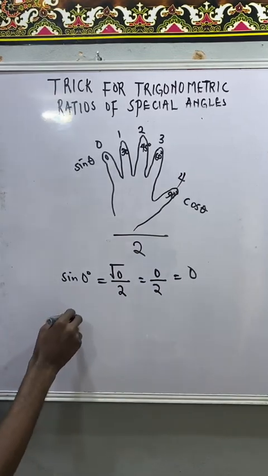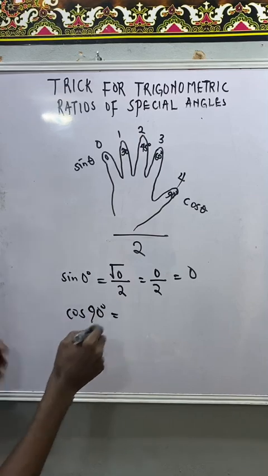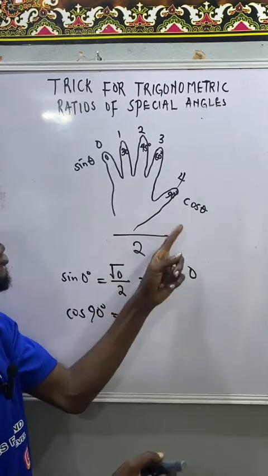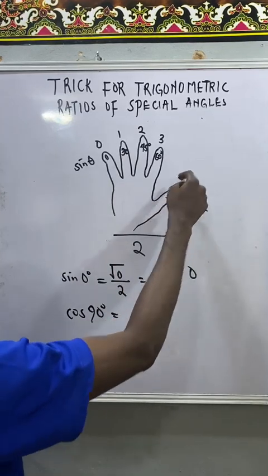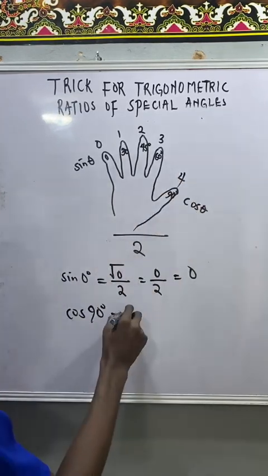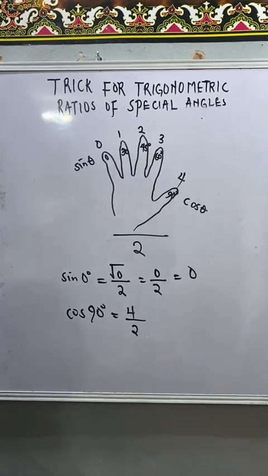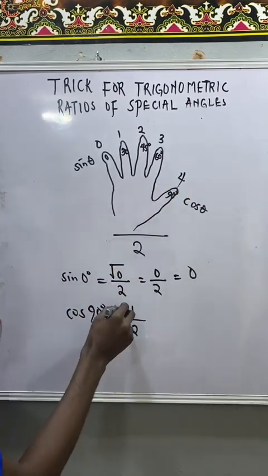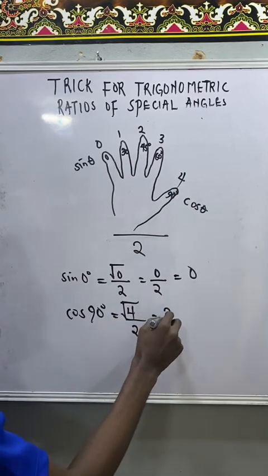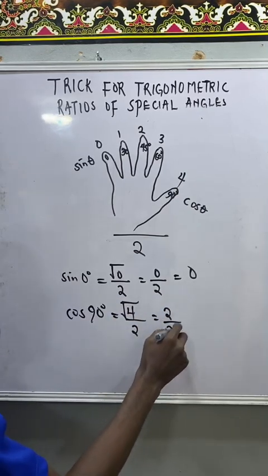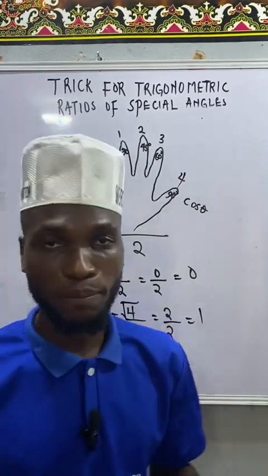Let's go for cos 90, for instance. For cos 90, you start from the back and look at what corresponds to it. The one on top is 4, divided by 2. You are not just going to write an ordinary 4, but put a square root on top of the 4. Square root of 4 equals 2, and 2 divided by 2 gives me 1. That means cos 90 equals 1.